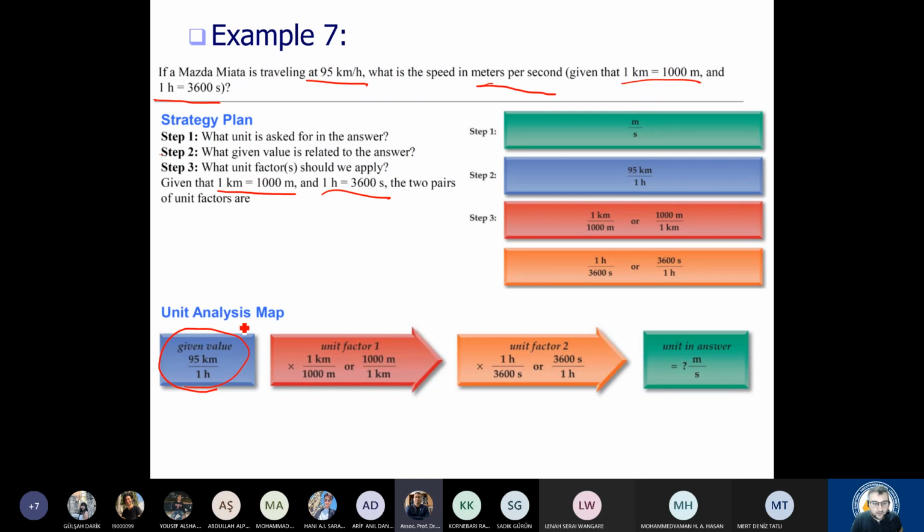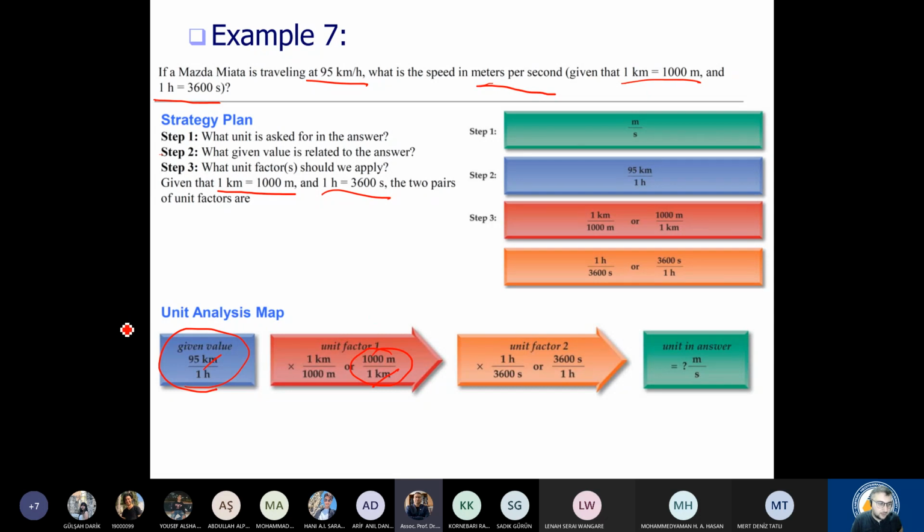But here you can use this one or this one. So which one is better for you? You want to convert kilometer to the meter. So it is better to use meter over kilometer. This one. Because if you multiply by this one, kilometer cancels with kilometer, and at the end you will find it in terms of meter. So after you convert it to the meter, you must convert it to the second.